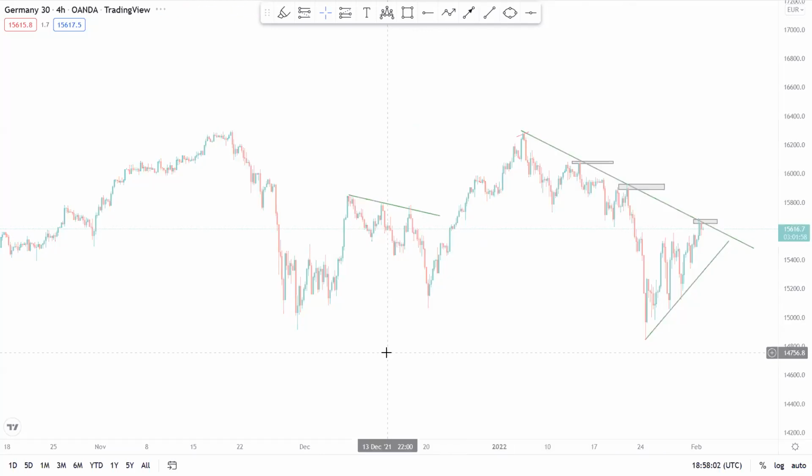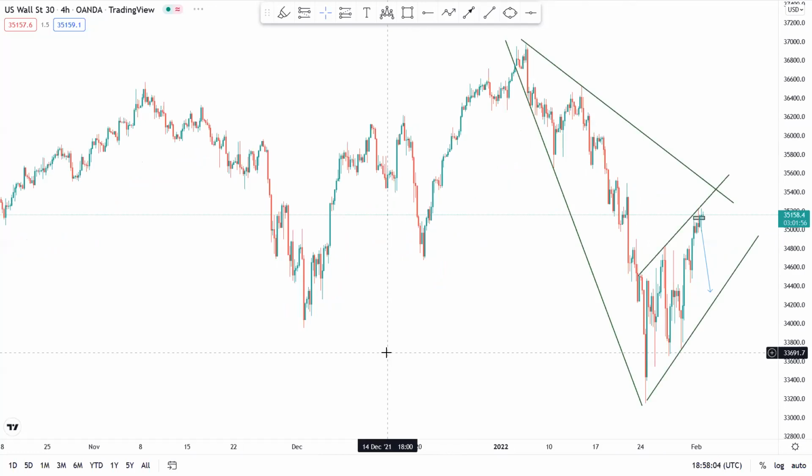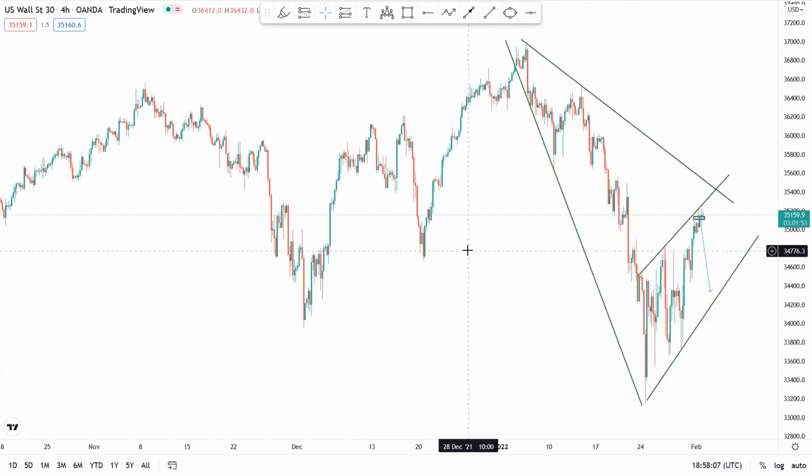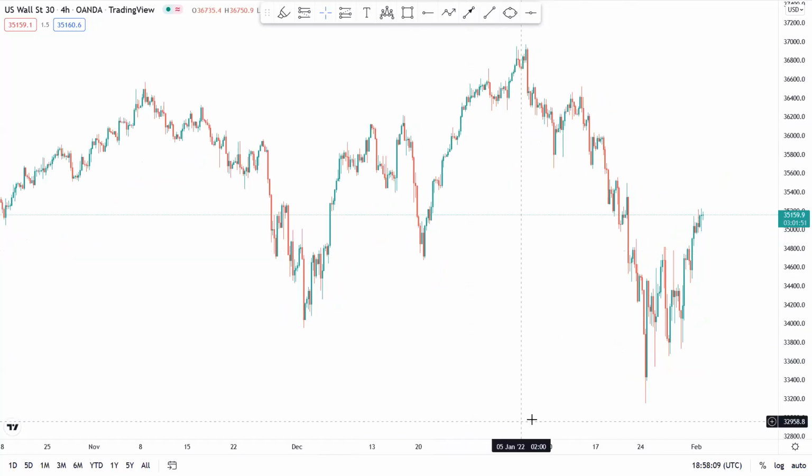So now we're going to do what? We're going to go to USDT. So this is what we have on USDT. I'm going to remove everything.